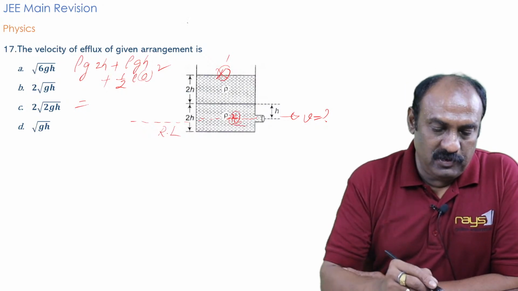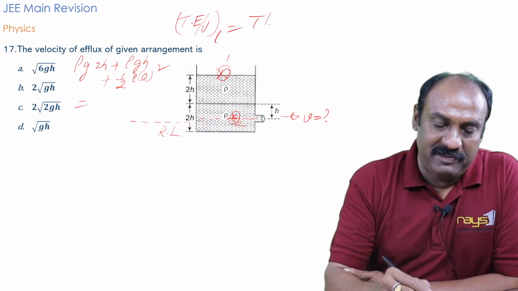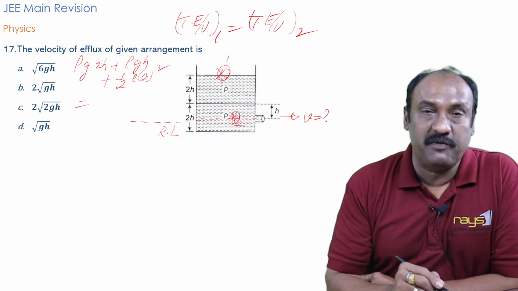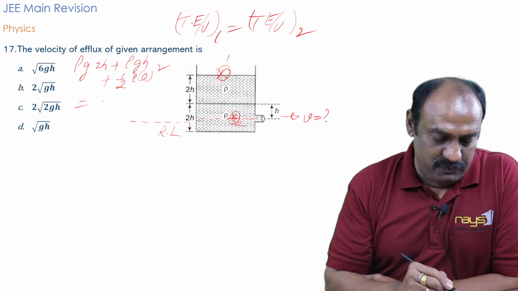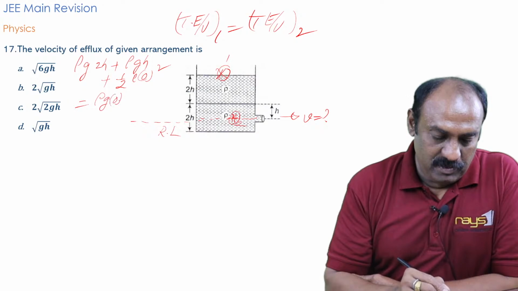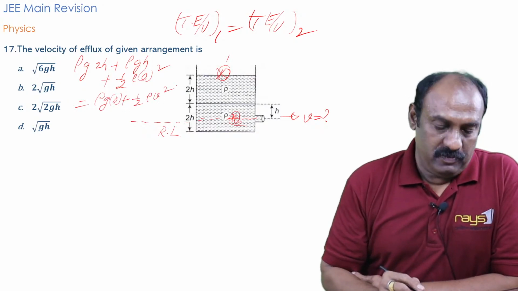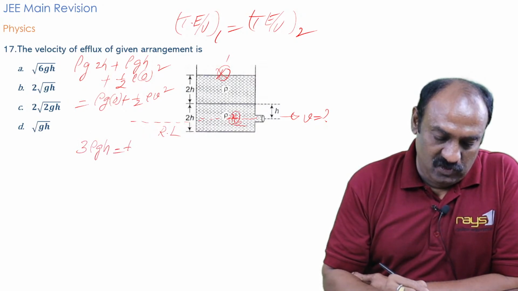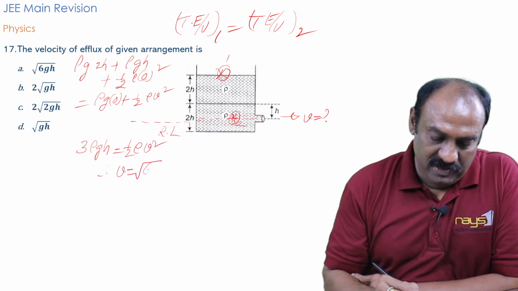So total energy per unit volume at point 1 is equal to total energy per unit volume at point 2. Total energy per unit volume at point 1 is rho g into 2h plus rho g h plus half rho 0 square, equal to, at this point with respect to this reference level, potential energy is 0 plus kinetic energy is half rho v square. So from this, 3 rho g h is equal to half rho v square, rho gets cancelled, v equal to root of 6 g h.